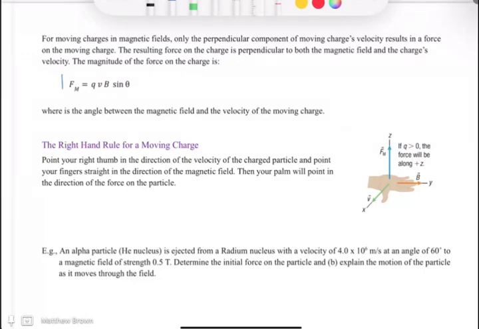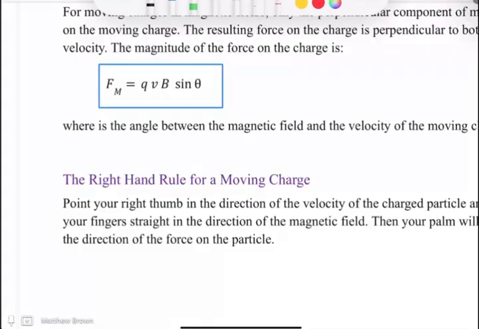And this is the equation right here that you're going to want, right? So this is saying this is the magnetic force, and it's just equal to q, whatever the charge is, times v, whatever the velocity of the charge is, times B, which is the strength of the magnetic field in Teslas. And then sine theta is there because it's only the component of the velocity that's perpendicular.